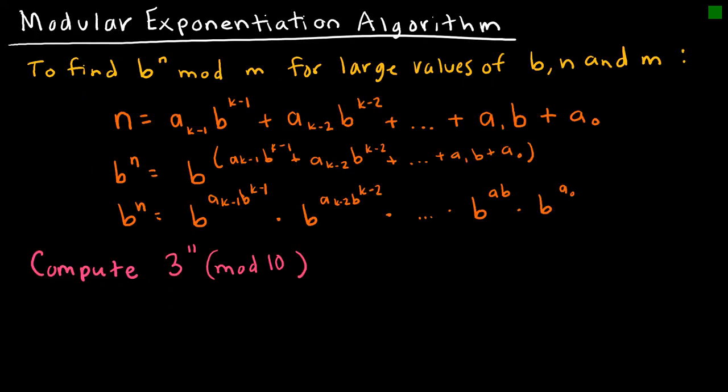So let's take a look at the modular exponentiation algorithm, which is the last one we'll look at together. And this one is super important in cryptography, so we definitely want to make sure we go through this. And again, what I'm looking for is essentially to take a value b to a power n in whatever mod m I want. And obviously for small values, it's very easy to do, but we want to be able to do this for large values of b, n, and m.